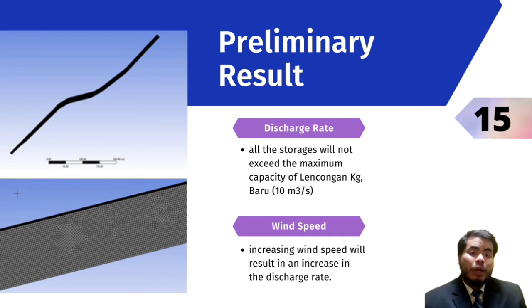Dear panels, we have come to the last part of my presentation, which is the preliminary result. The discharge rate obtained from my study will be analyzed in order to confirm that the discharge rate from all the storages will not exceed the maximum capacity of the Rancangan Kapur Baru, which has been told to be around 10 cubic meters per second. It is projected that increasing wind speed will result in an increase in the discharge rate of the water at any storage in Kuala Lumpur.